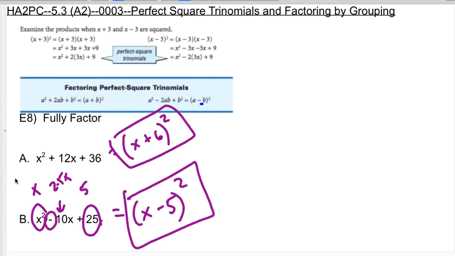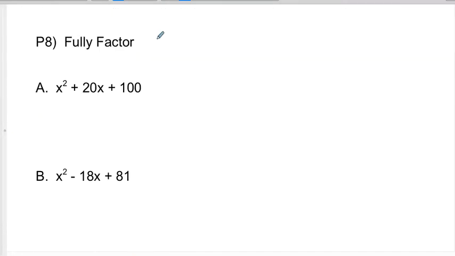When we do completing the square, which will be 5.4, that's our next section, you'll see that it is helpful sometimes to spot a perfect square trinomial, but again, you don't really have to, it's fine. All right, let's go ahead and do a P8. Same idea. You can either factor this the old school way, or you can spot that this is a perfect square trinomial.